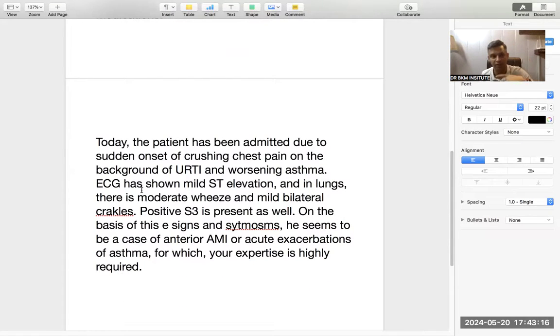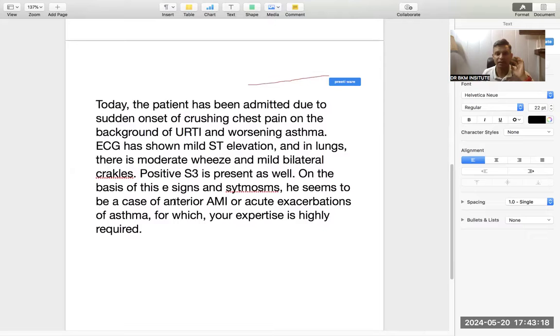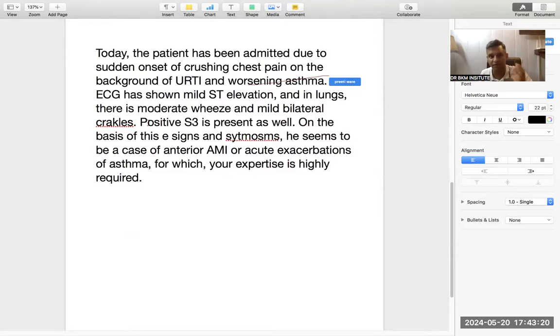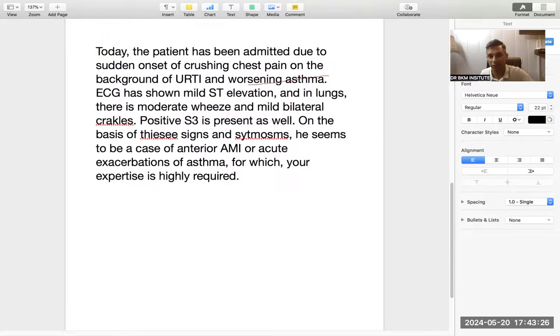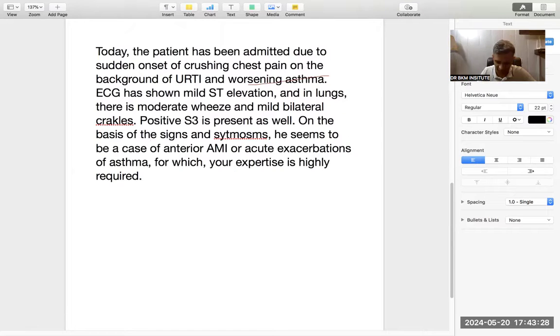ECG has shown this, lungs are showing wheeze, and there are bilateral crackles. Positive asphyxic sound is present as well. So on the basis of these signs and symptoms, he seems to be a case of anterior AMI or acute exacerbation of asthma, for which your expertise is highly required. That's it. Letter is all over. Should you require further information?